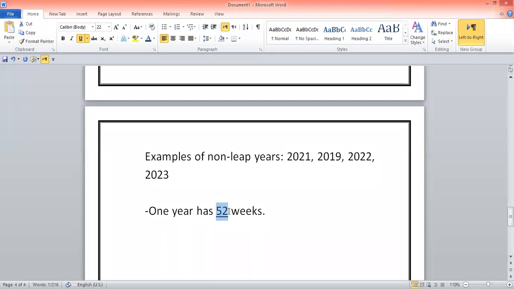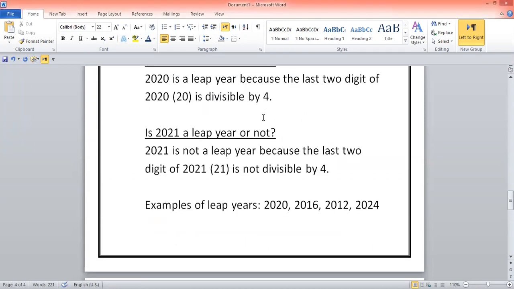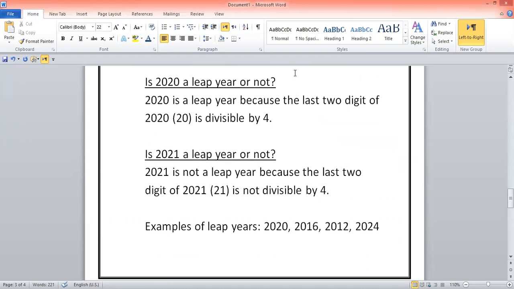52 weeks. And also I can say another fact I can write about days and weeks, that 1 week has 7 days. 1 week has 7 days. Clear, guys? Okay, I'm going up. Yes, guys, write it.